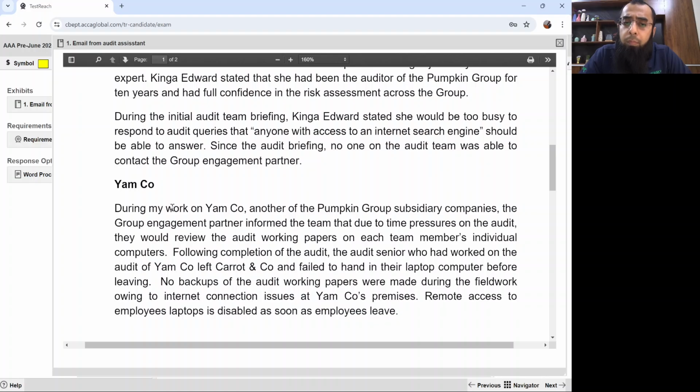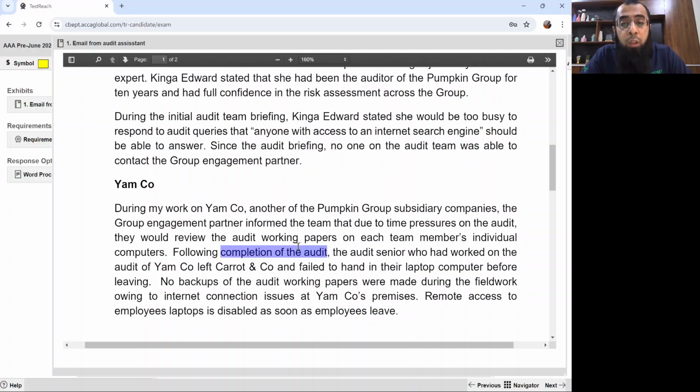Yam Company. During my work on Yam Company, another of the Pumpkin Group subsidiary companies, the group engagement partner informed the team that due to time pressure on the audit, they would review the audit working papers on each team member's individual computers. This means that the consolidated working paper file will not be made. And time pressure is an intimidation threat. Why is the time pressure being created? Wasn't the deadline accepted after a proper evaluation? Didn't we consider the deadline properly? How can we compromise the audit quality?